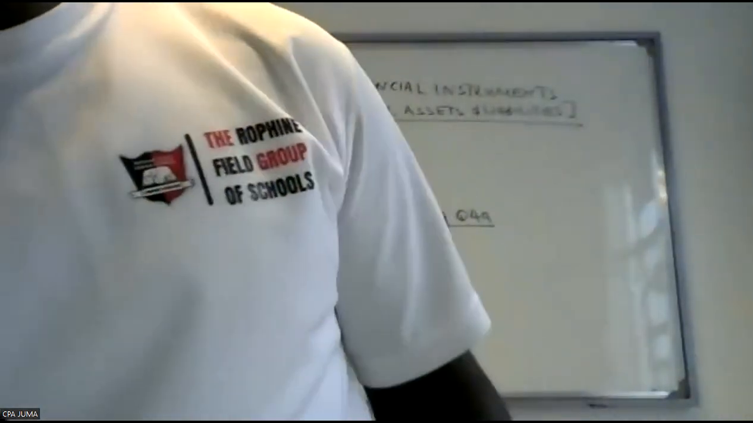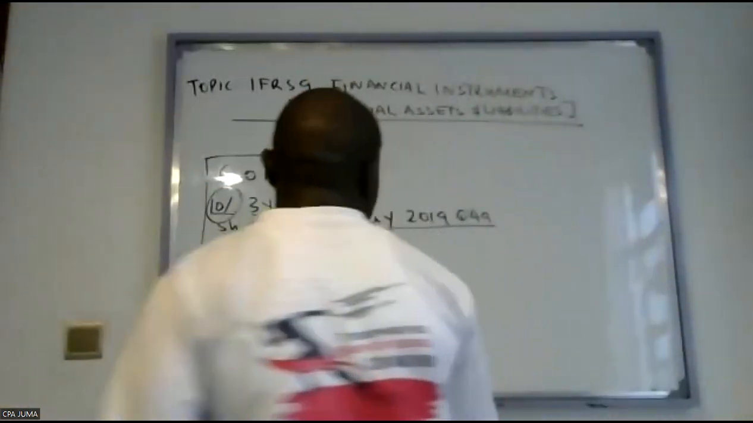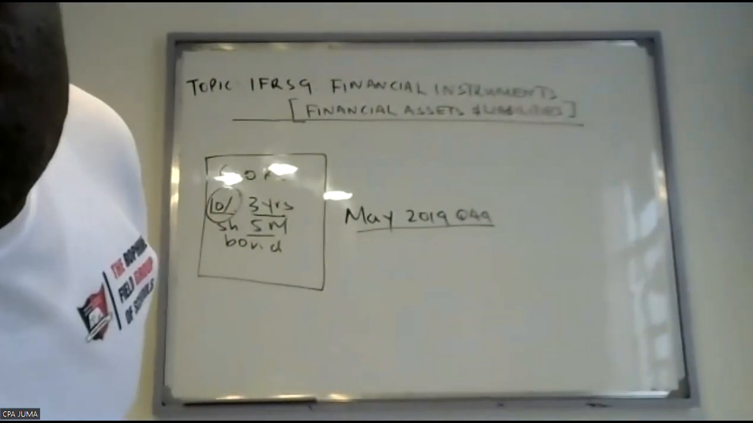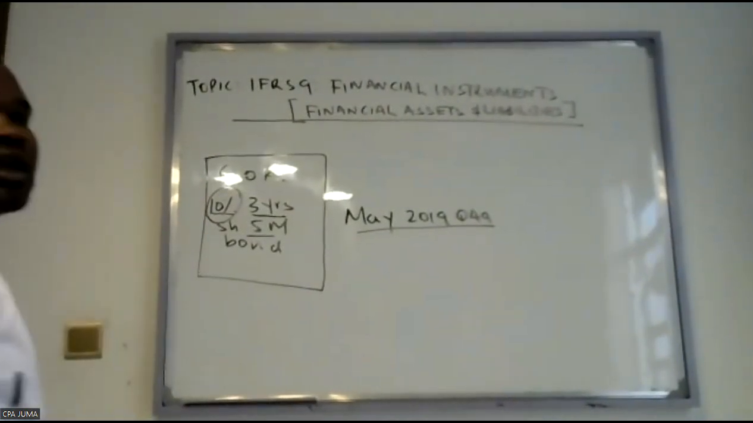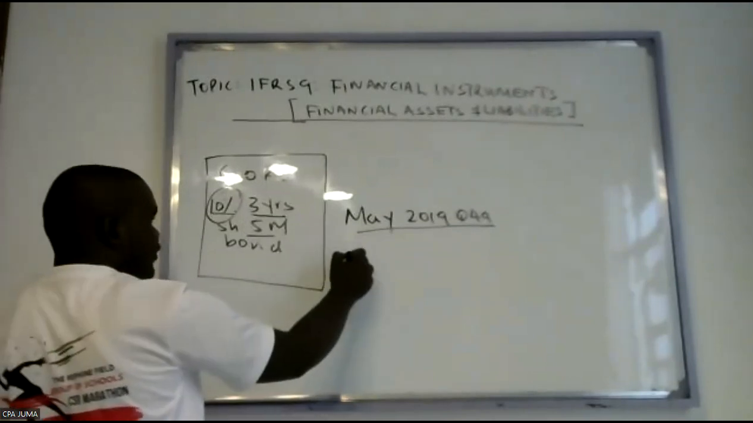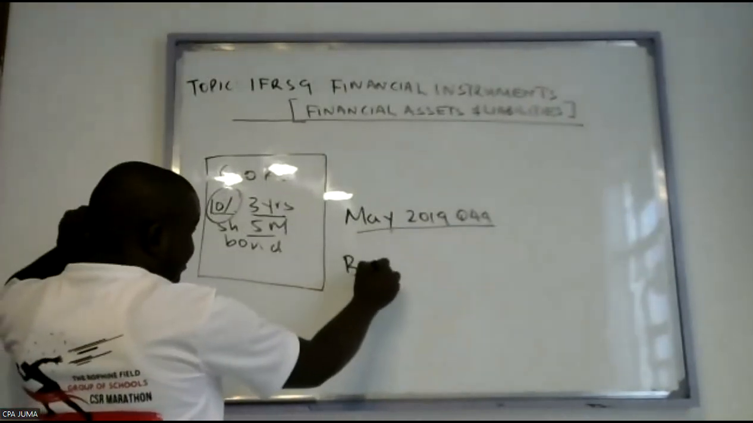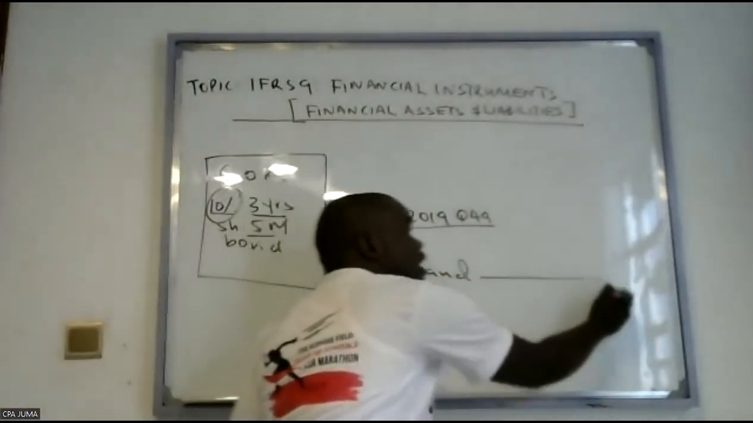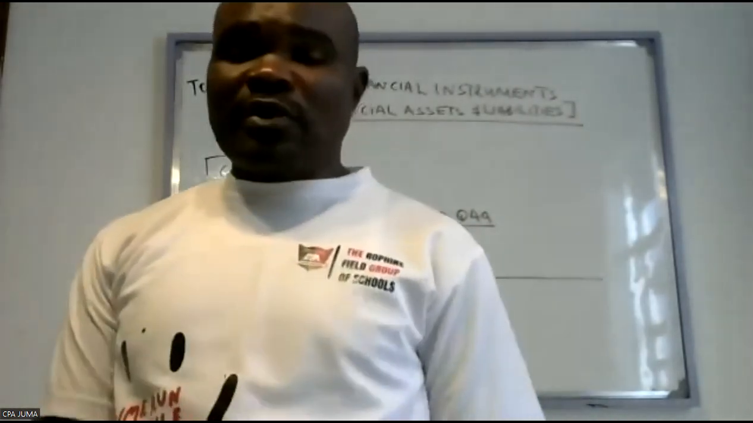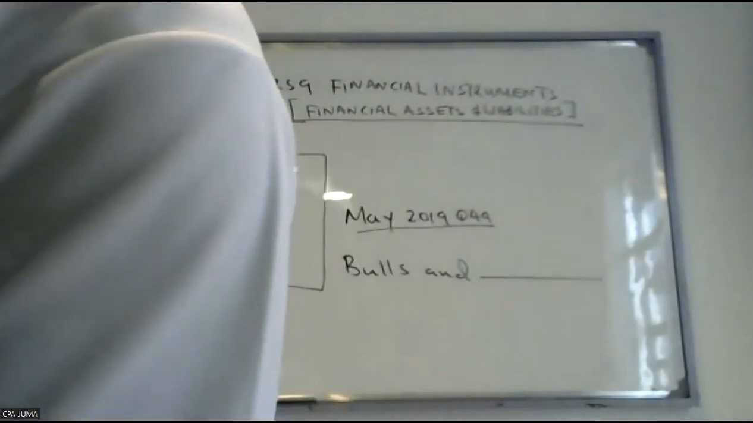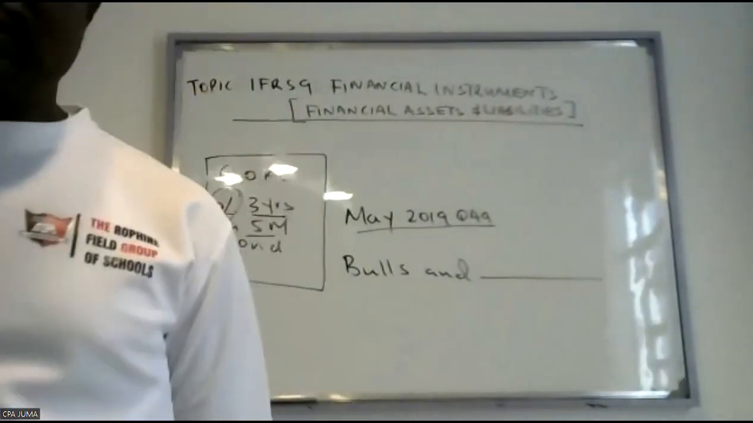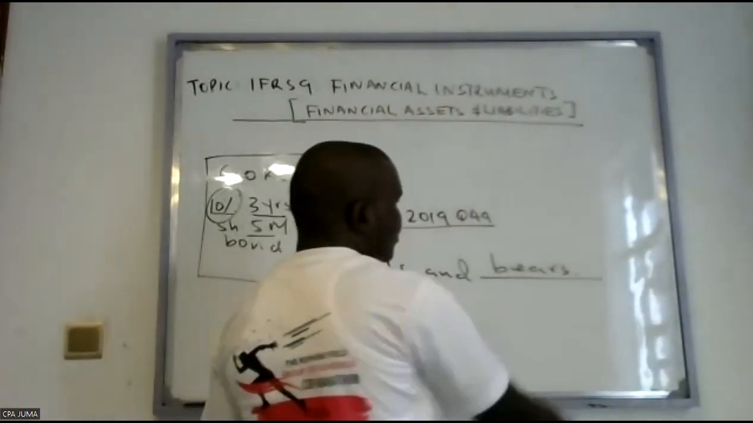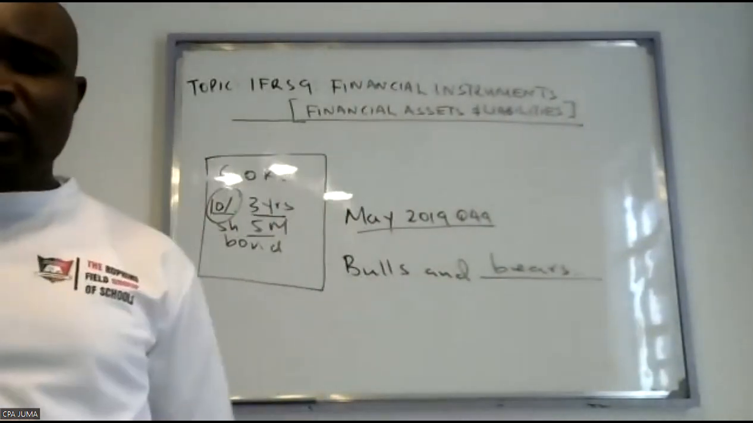Remember, in the stock market, we do, why is that not clear? It's clear. In the stock market, we have the bulls. We normally have the bulls and the what? In the stock market, we do have the bulls and, yes, the bears.